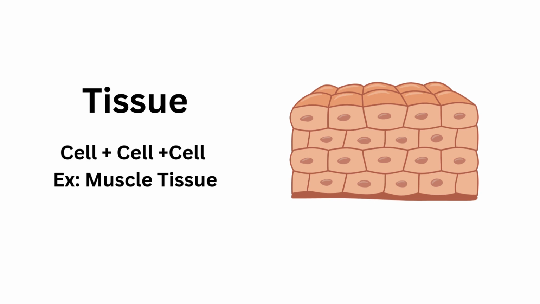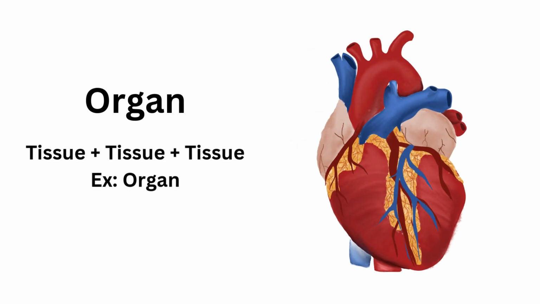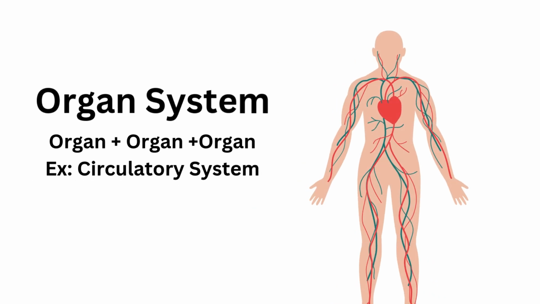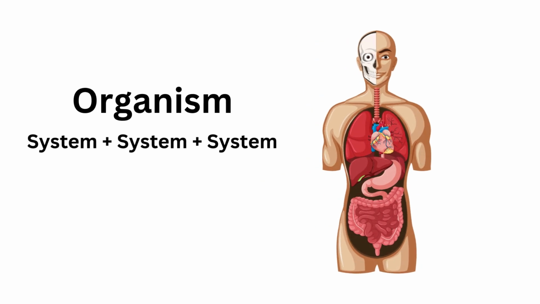For example, muscle tissue. Organ. It's the same idea of tissue and muscles, but now you bring together a similar group of tissues. So they make an organ, like the heart. An organ system. A group of organs that are grouped to work together to perform a major function. Circulatory system is an example. An organism, like us, an individual living thing made up of organ systems.